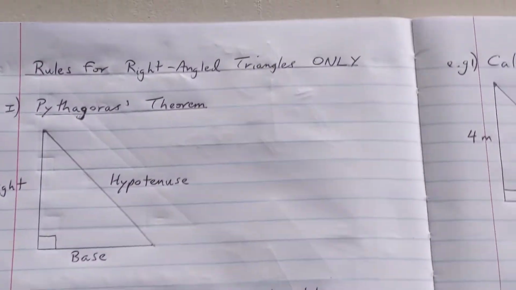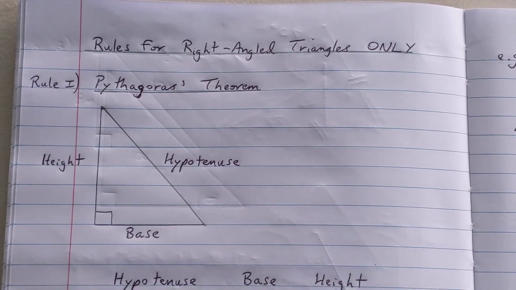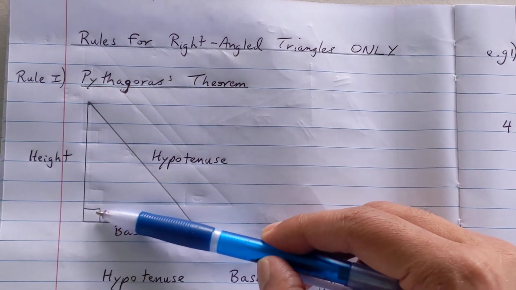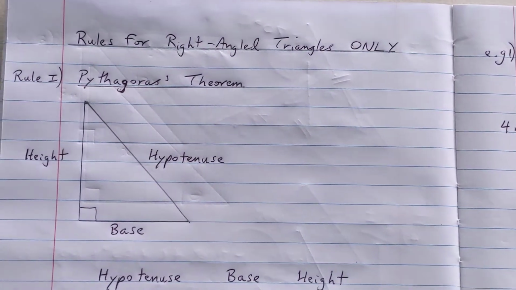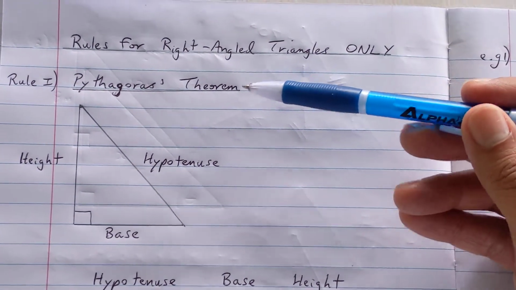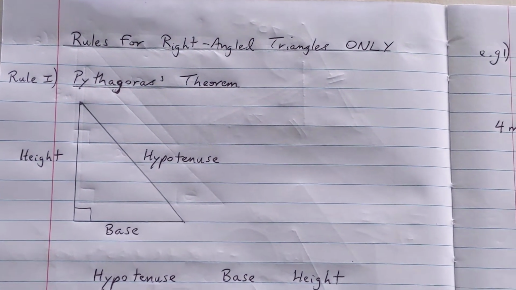Alright, good day. So what we're going to look at next is rules that only work for the right angle triangle. Once it has that box in the corner there that indicates it's 90 degrees or a right angle, these next set of rules, and we have two main rules. The Pythagorean theorem or Pythagoras' theorem is one of them, and the next one is the trig ratios.